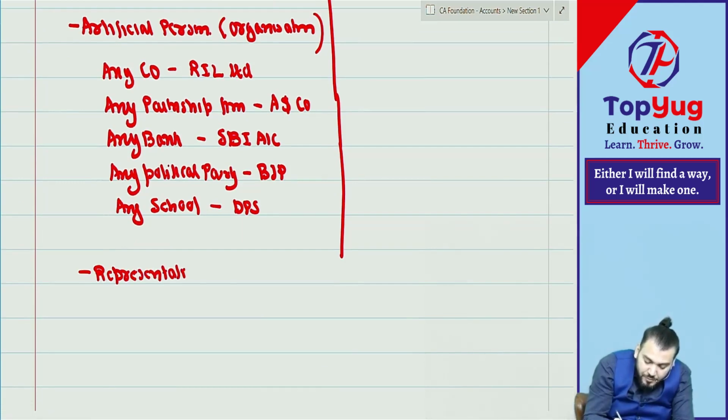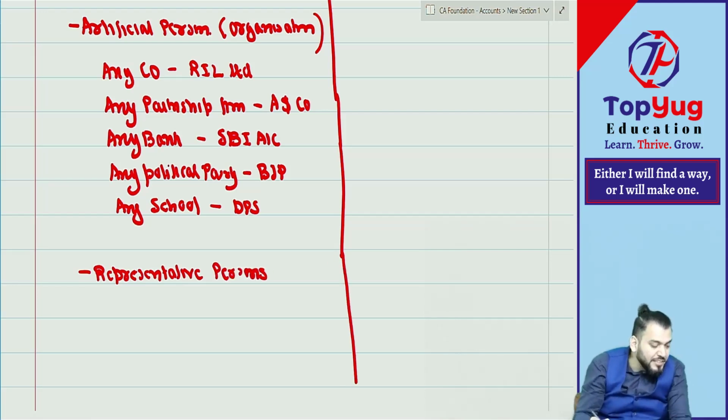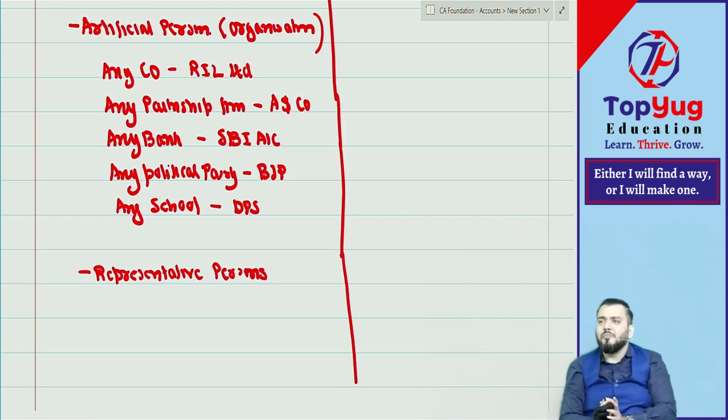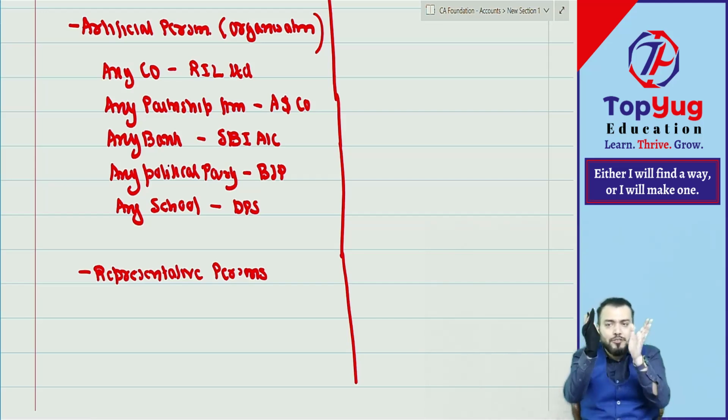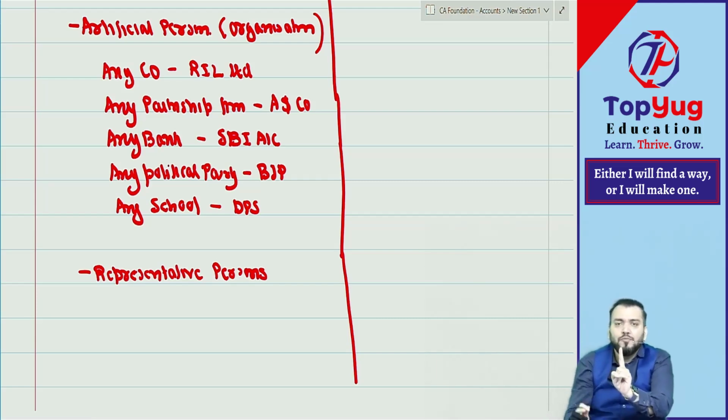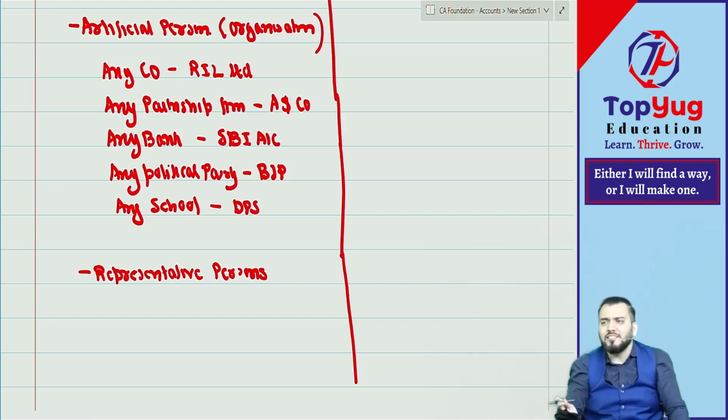There is one more, known as representative persons. Representative person. Sometimes, to simplify accounting, we use one account for a group of natural and artificial persons. One account will be used. For example, just try to understand.